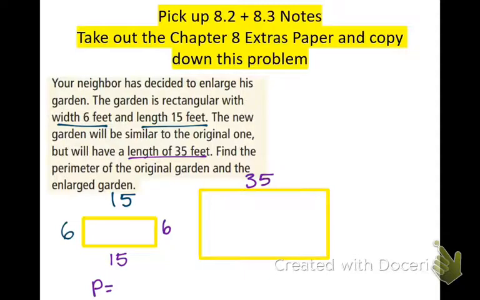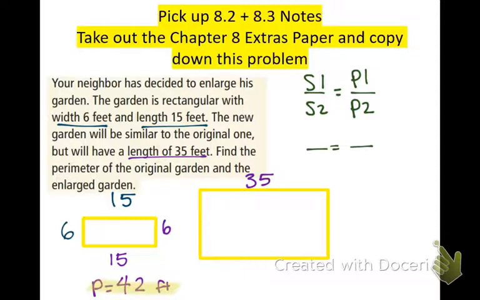15 and 15 make 30. 6 and 6 make 12. 12 plus 30 is 42. I think it's feet. Yeah, feet. So that's part of our answer. We found the perimeter of one of our shapes. To find the perimeter of the second, you can do 3 different things. I'm going to practice the formula with us. Side 1 over side 2 equals the perimeter of the first over the perimeter of the second. There's a couple ways to solve it, but this is the way we're going to do it today.